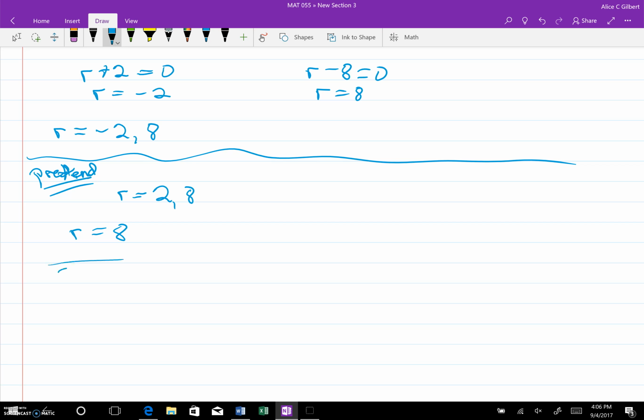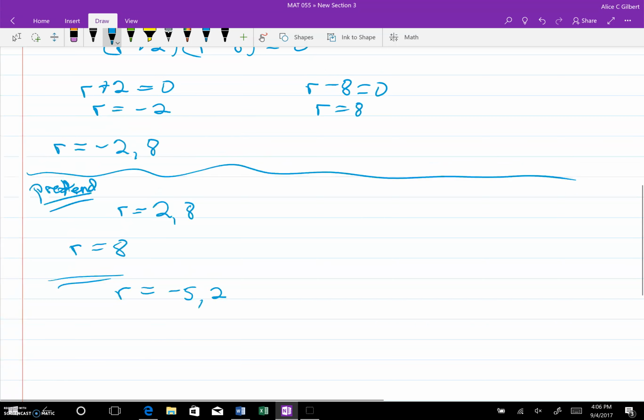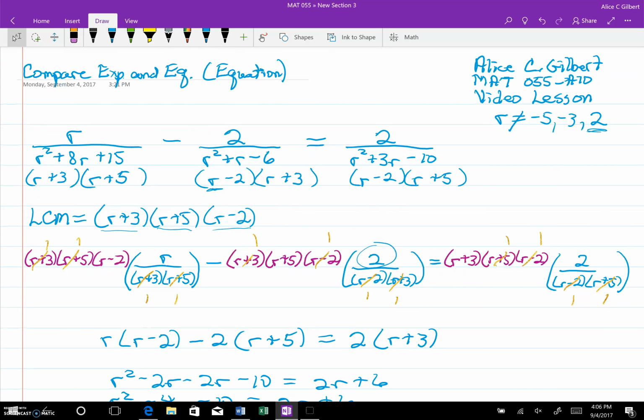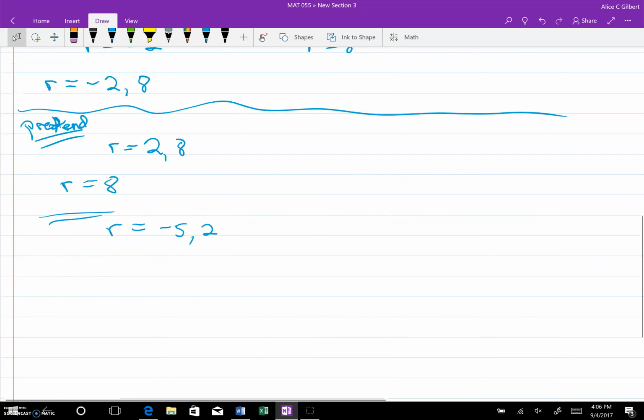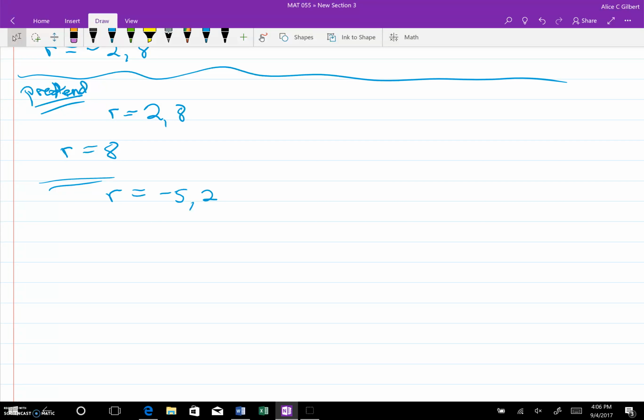Let's pretend again that maybe I ended up with r equals negative 5 and 2. And now I look up here and I go, oh, I can't have either one of those. Because if I put negative 5 in here, I'll end up with a 0 in the denominator. So now what's my answer? Well, it is the null set. Its name is null set. It's the answer to this problem, meaning there is no number that will work.